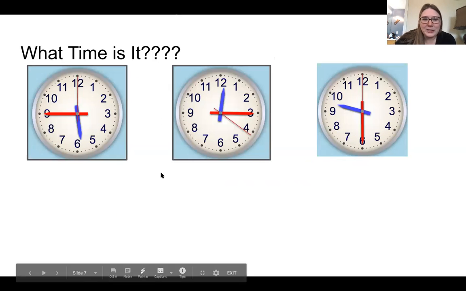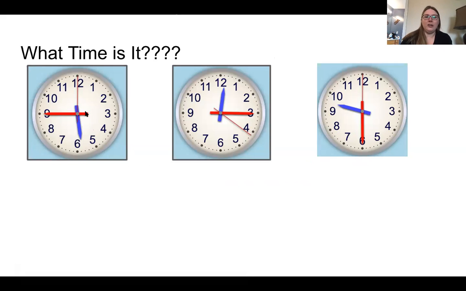All right, so let's look at what time is it here. Well, here in this first clock, we've got our minute hand pointing to the 9. Is that going to be 1/4 to, half past, or quarter after? If you said 1/4 to, you were correct. Okay, so it's 1/4 to what?